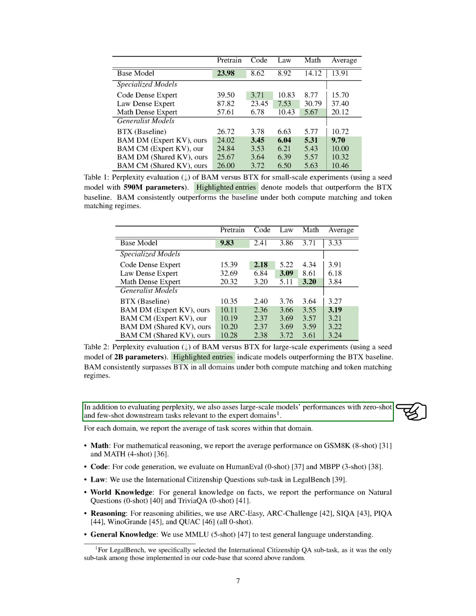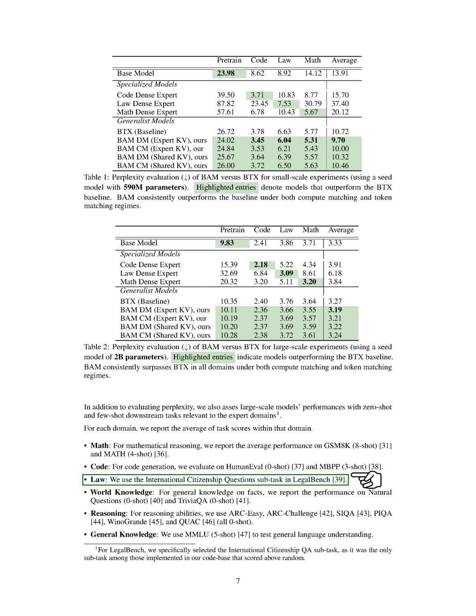We evaluate perplexity and also assess performance on zero-shot and few-shot downstream tasks relevant to each expert domain. For mathematics, we report average performance on GSM8K and MATH. For code generation, we evaluate on HumanEval and MBPP. For law, we use the International Citizenship Questions subtask in LegalBench. For general knowledge, we report on Natural Questions and TriviaQA. And for reasoning abilities, we use various tasks like ARC-Easy and WinoGrande.